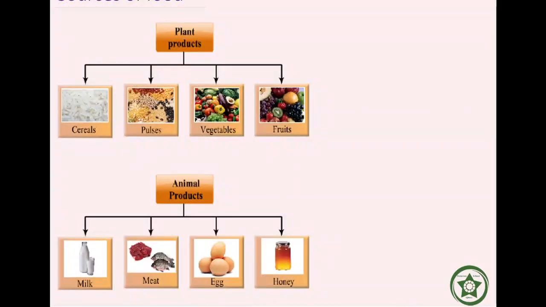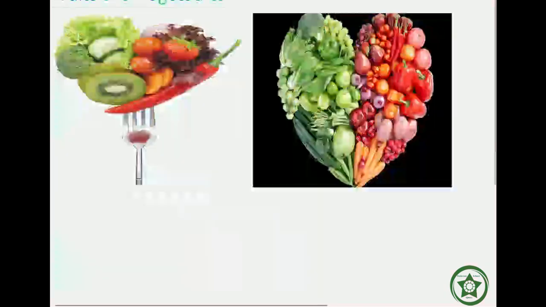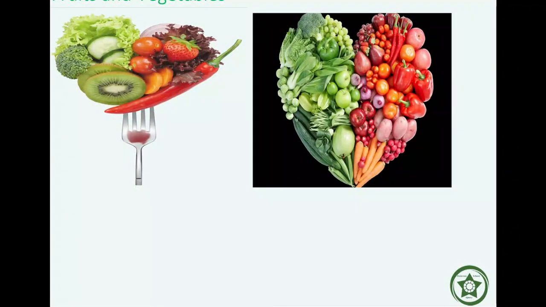So now we are going to discuss the sources of food. From where do we get food? So basically there are two main sources of food, plants and animals. These are the basic two sources from where we get food. Now we're going to discuss each source of food individually. First of all, we will discuss food which comes from plants.